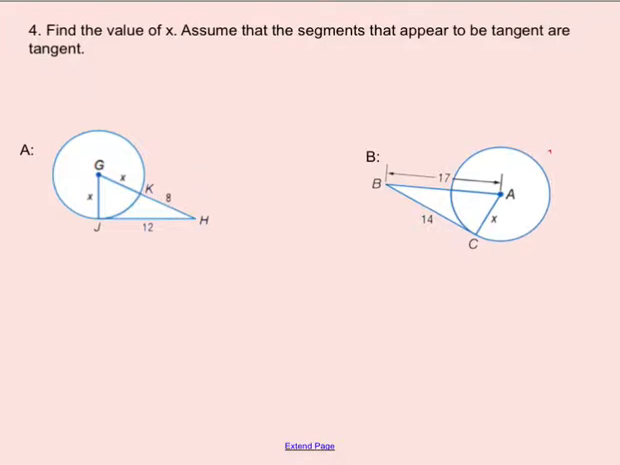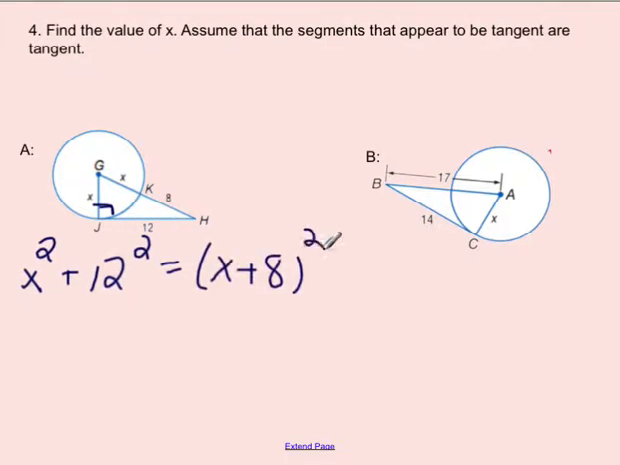Let's take a look at this next one. Find the value of x. Assume that the segments that appear tangent are tangent. So we're going to assume that that guy right there is a right angle. We're just going to assume that because it looks tangent, and that's what the directions tell us to do. So we need to use the Pythagorean theorem to figure out what x is equal to. So I have x squared plus 12 squared is equal to x plus 8 squared. Okay, so that looks a little confusing, but we can handle it.